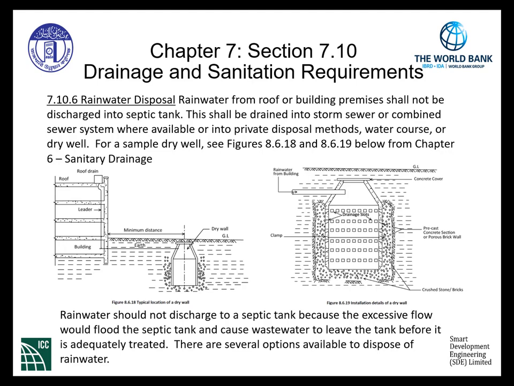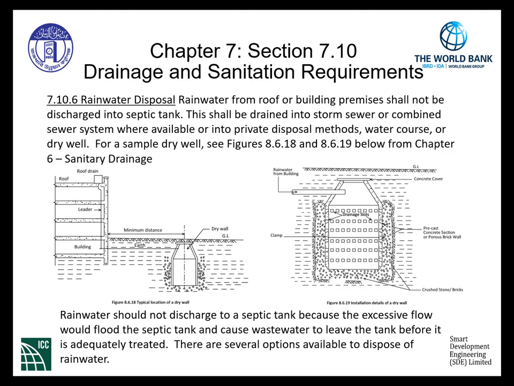As seen, figure 8.6.18 on the left-hand side gives us a dry well orientation with respect to the roof drainage system, down the leader into the storm drainage piping into the dry well. Figure 8.6.19 gives us installation details of a dry well.